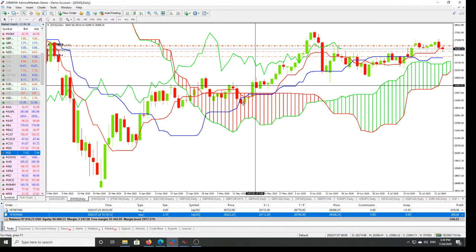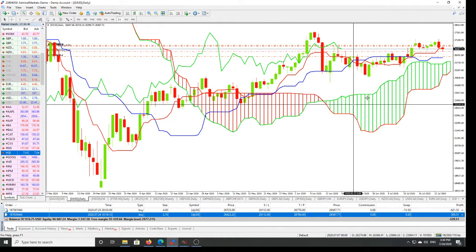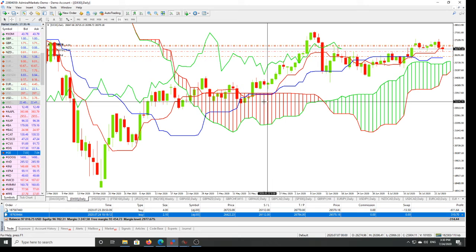The reason why I don't use it with the cloud is because I know what I'm doing, and I pair them with the 18 and 19 day EMA together. I'll show you how to trade. That is what I do.